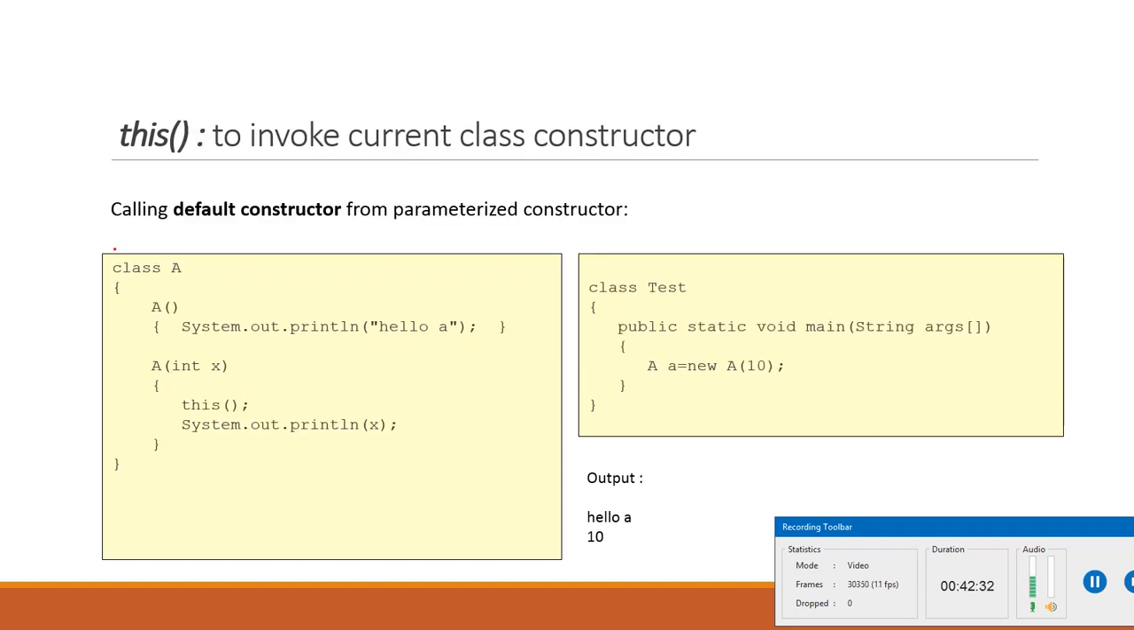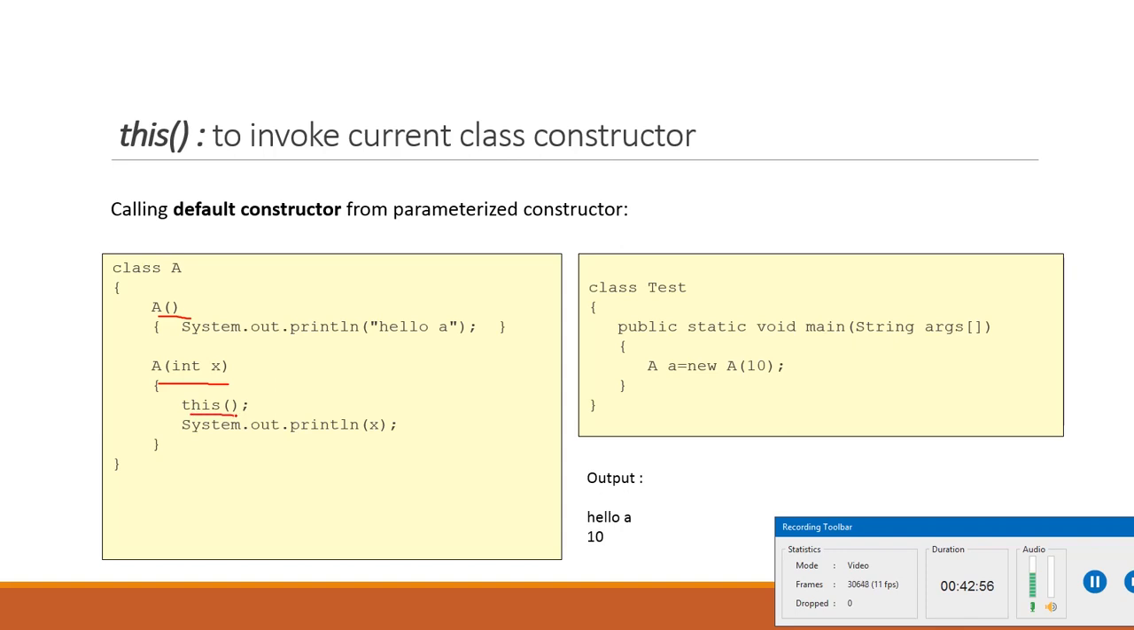The third usage is to invoke the current class constructor. So for example, if you have more than one constructor in a parent class or in a child or in any class, you can call that constructor also. So for example, if you have over here, I have a class A, I have a parameterless constructor, and I have a parameterized constructor.